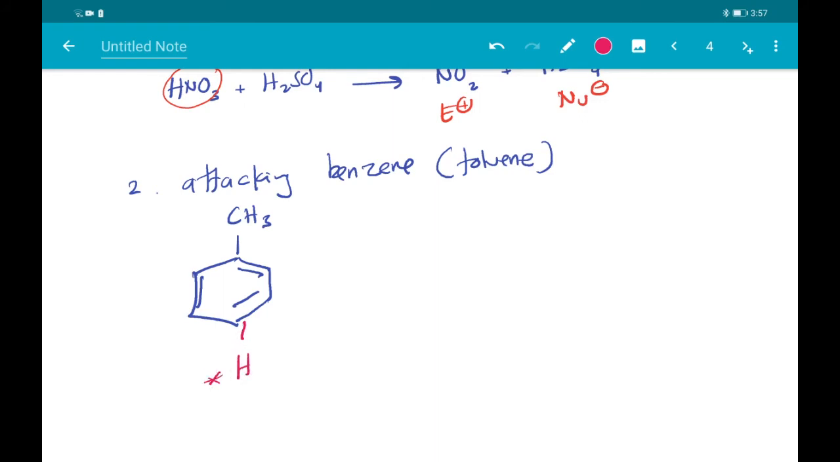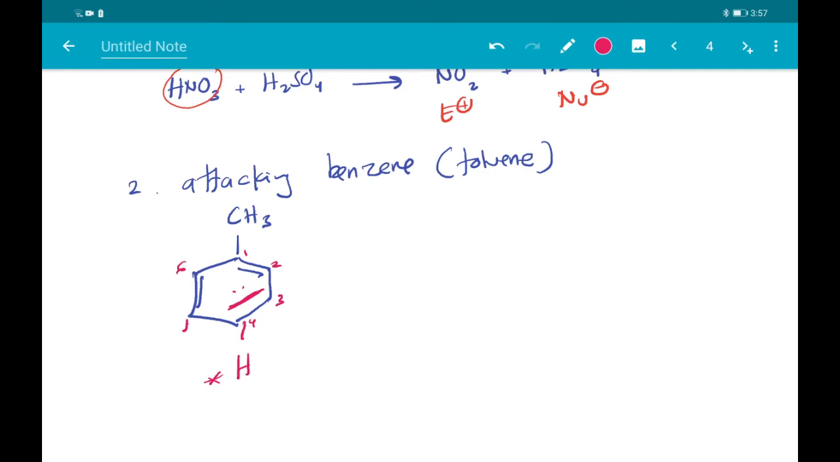Why at carbon number 4? Because the question has specifically stated that it must form 4-nitrotoluene. So in this case, if we label the numbers on the benzene, the hydrogen is located at carbon number 4. So the double bond which is positioned at carbon number 3 and number 4 will be affected. We know that this double bond consists of 2 electrons.